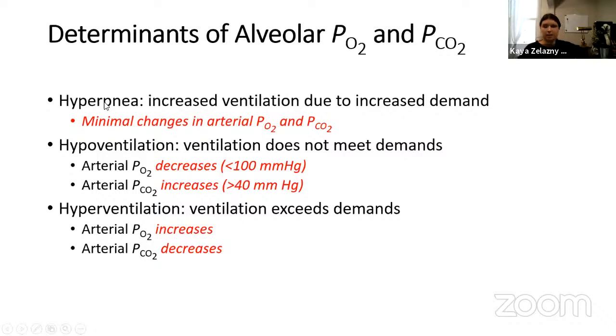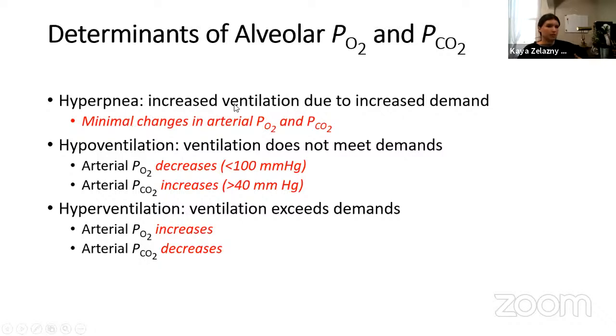So if you have hyperpnea, like you're breathing fast, right? If it's because you just went on a run, you have an increased demand for oxygen, that's fine and normal. And this means that while you have increased ventilation, so while you have increased air getting into those alveoli, if you were to look at the partial pressure of oxygen or carbon dioxide in the blood, it wouldn't be that different than the normal state.